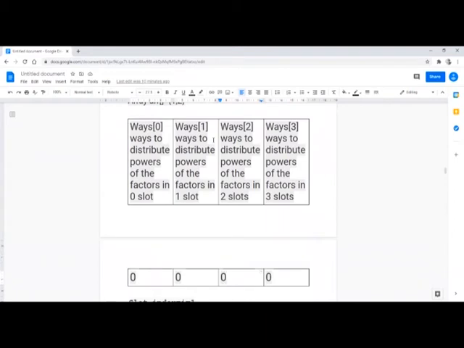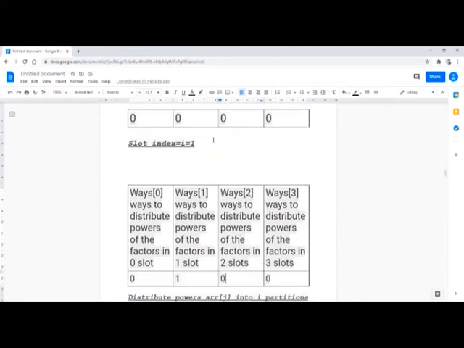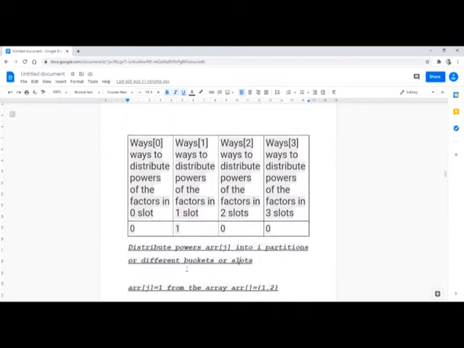Now this is the DP array, which is initially 0. The term ways of 0 represents ways to distribute powers of the factors into 0 slots. Similarly, ways of 1 represents ways to distribute powers of the factors in 1 slot, and so on. So suppose the slot index i is equal to 1. So we initialize slot index i as 1. So the number of ways to distribute powers of the factors in 1 slot is initialized to 1.